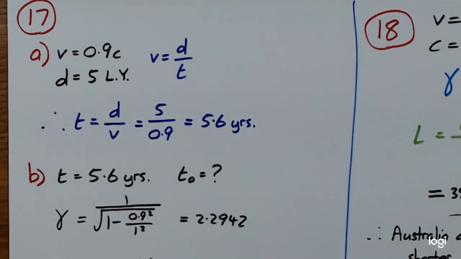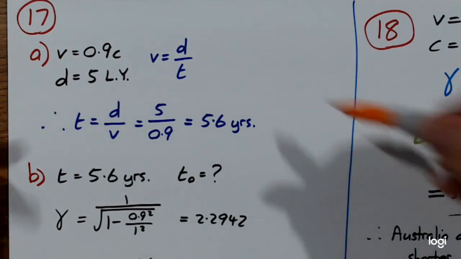Question 17: there is a star 5 light years away from Earth. Somebody called Raku heads from Earth towards that star at a speed of 0.9c. Part A says, for those who are watching from Earth, how long will it take to reach that star?